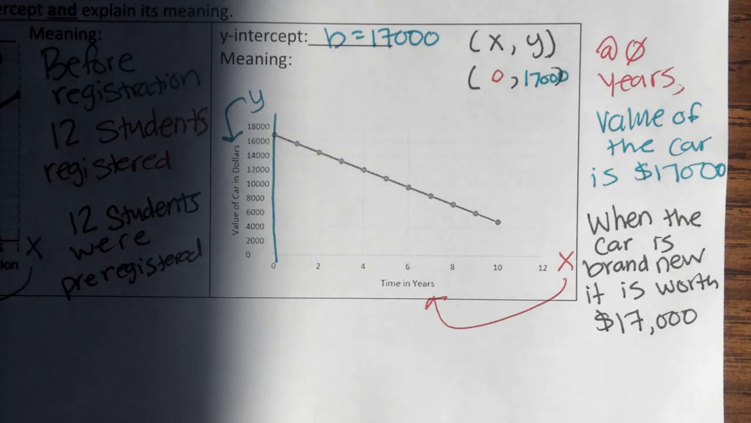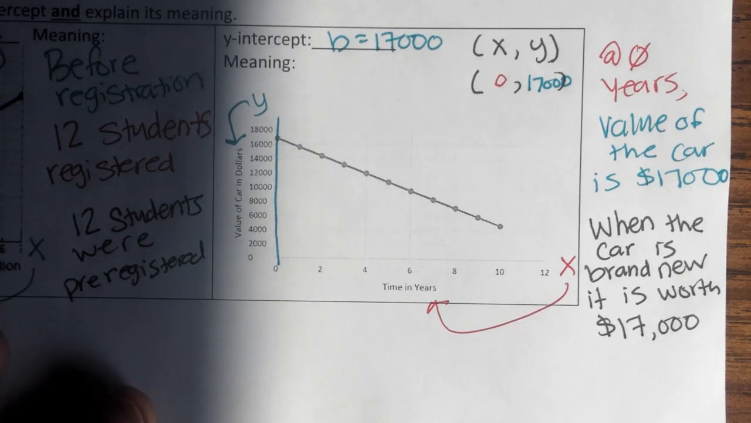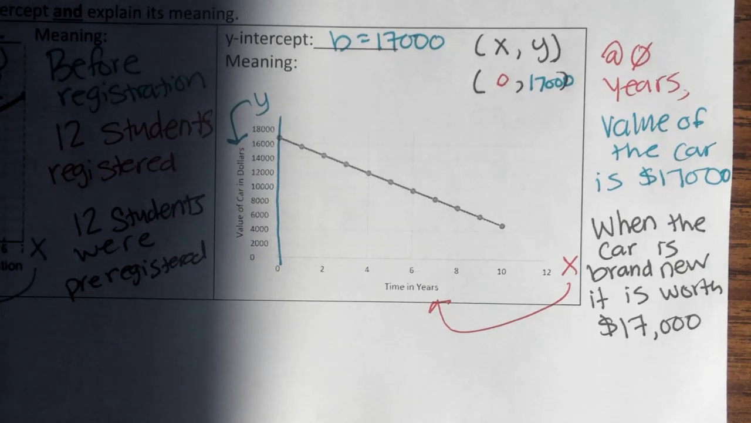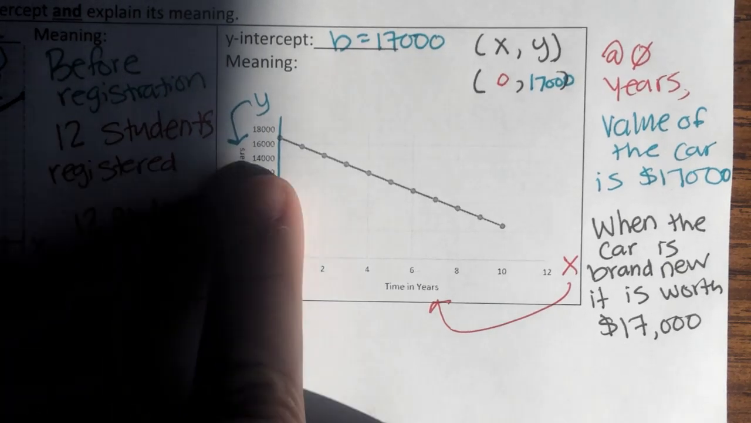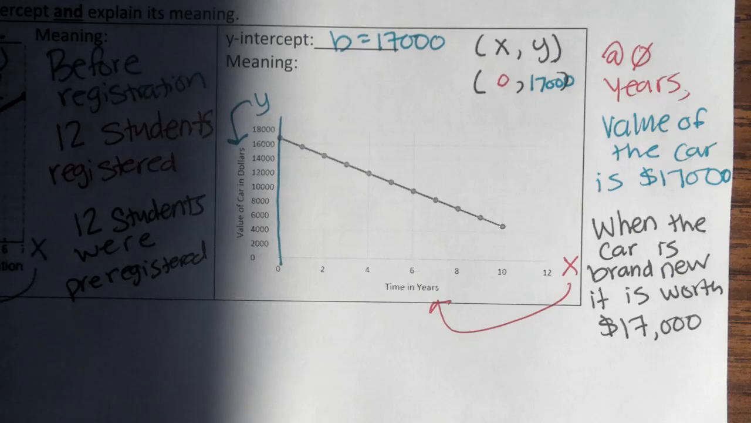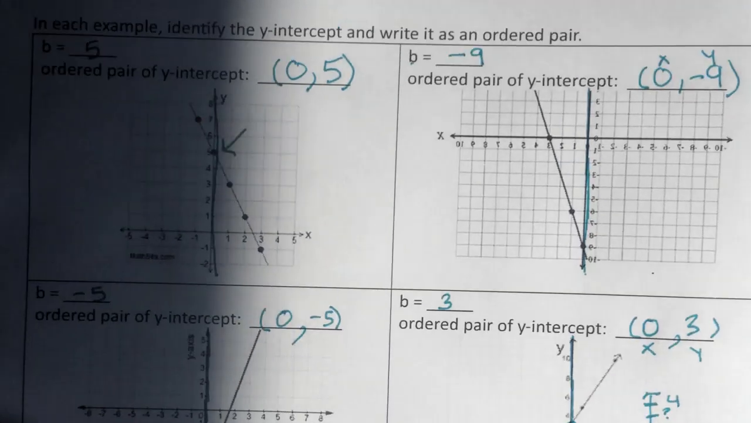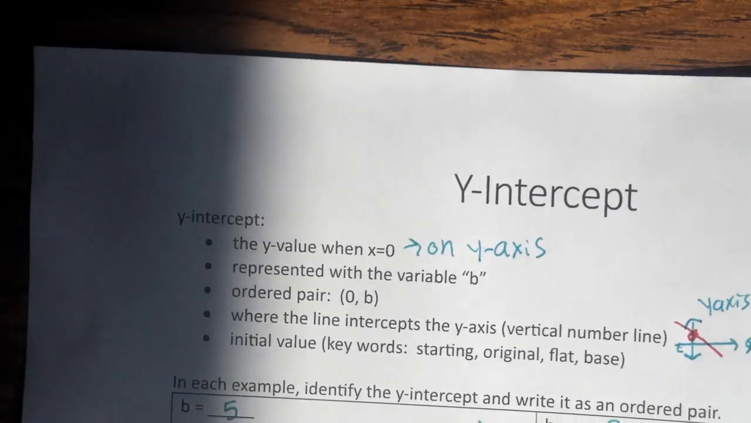So some really interesting things that we can determine from a graph just by reading the ordered pairs and understanding what it means. This is all I have for y-intercept today.